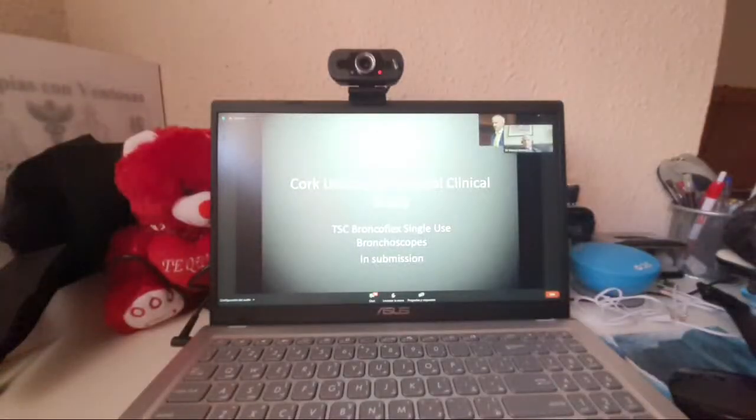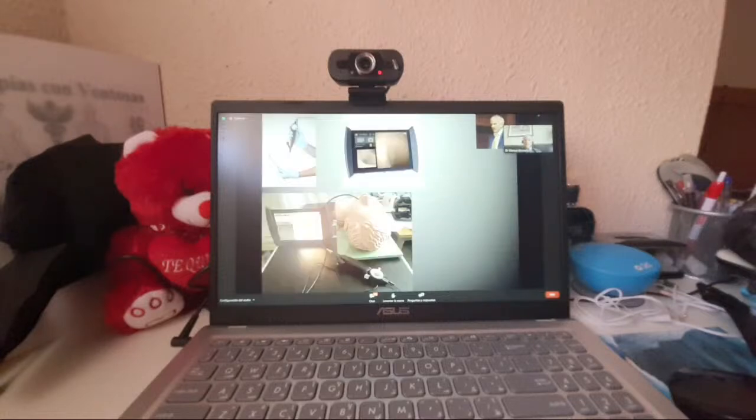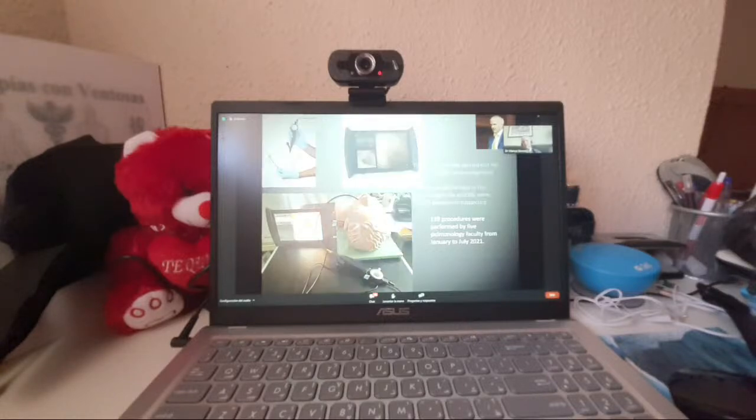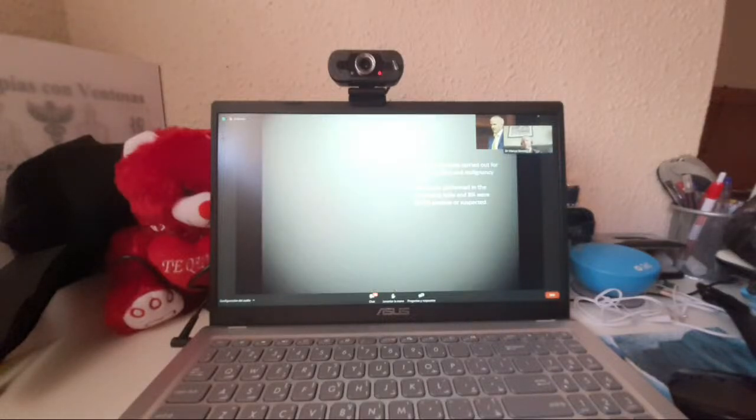So we've done some research on these scopes in our centre. The first research that we did was a clinical trial of this. This was the first scope available to us, the surgical company BronchoFlex scope. We did a clinical trial prospectively, 139 patients, 5 pulmonary faculty, from January to July 2021, during the COVID pandemic. And that's really what brought this into our practice.